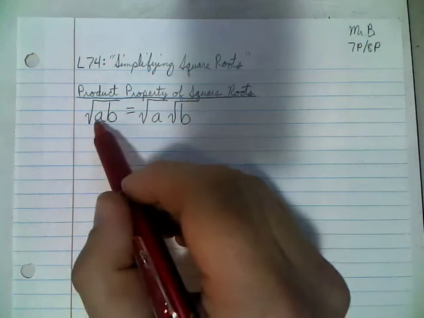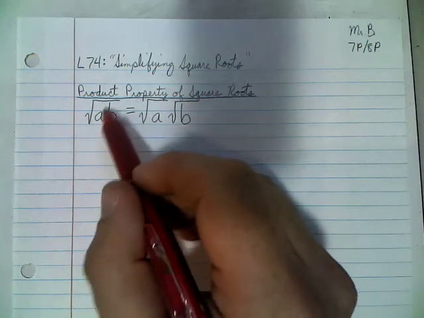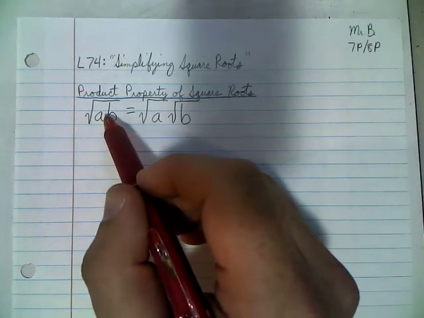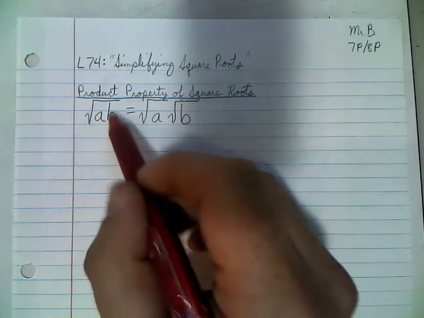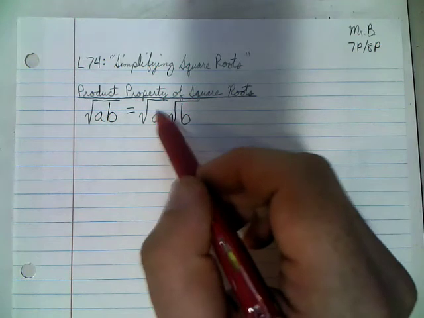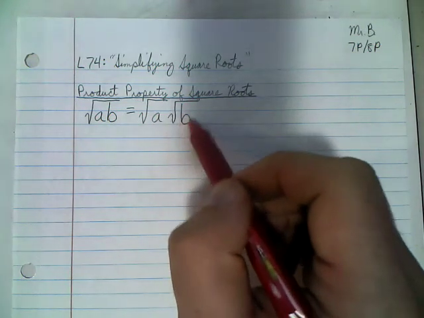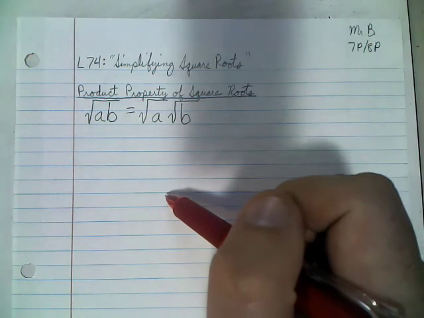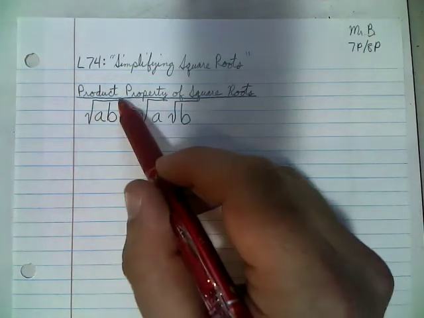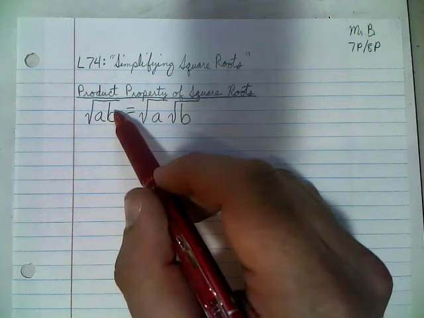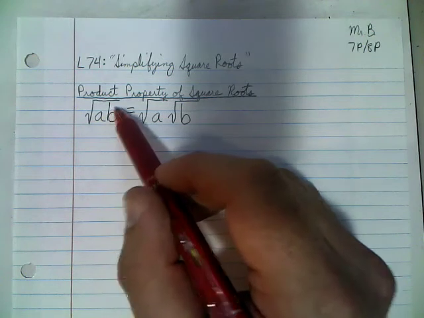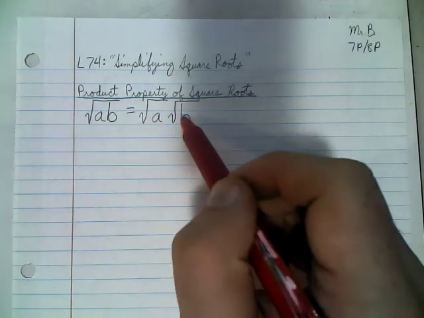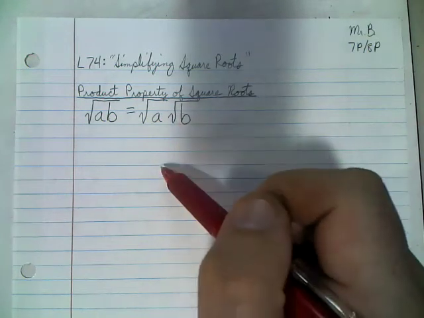It says that the square root of AB, so this is our product here, okay? So the square root of a product, something times something, will equal the square root of the first thing times the square root of the second thing, the square root of A times the square root of B. So essentially the square root is distributing over the multiplication, so that each of the things that we're multiplying can have their own separate radical.